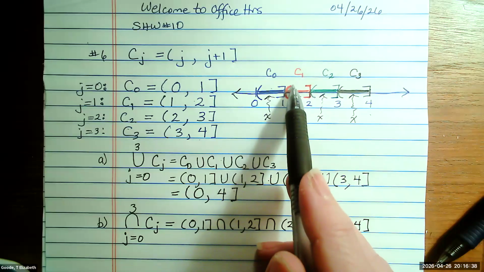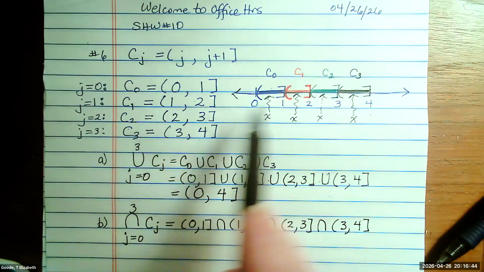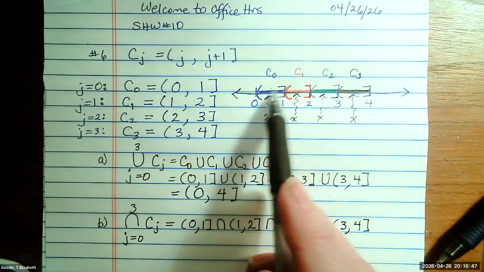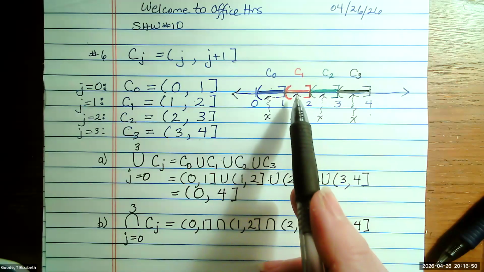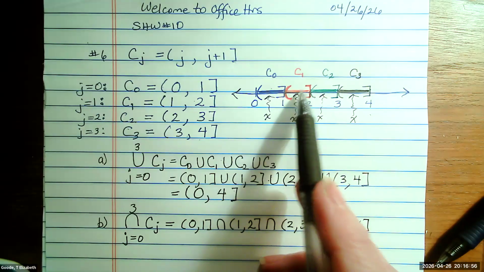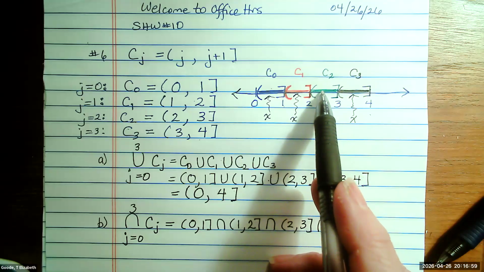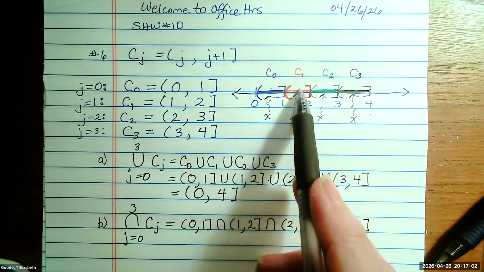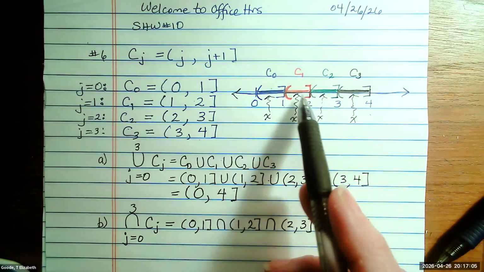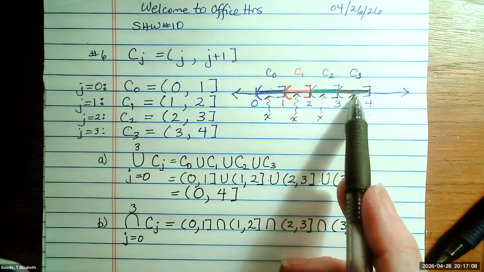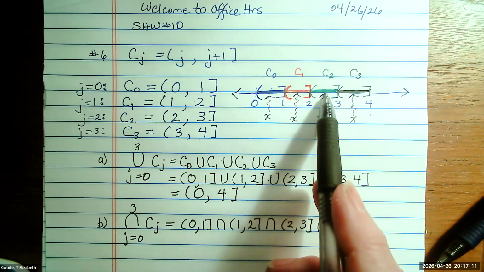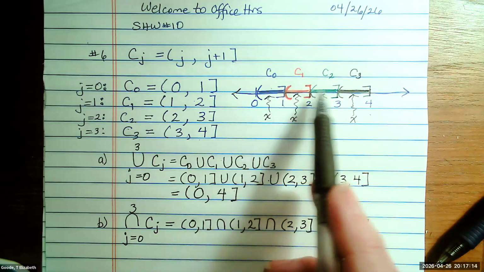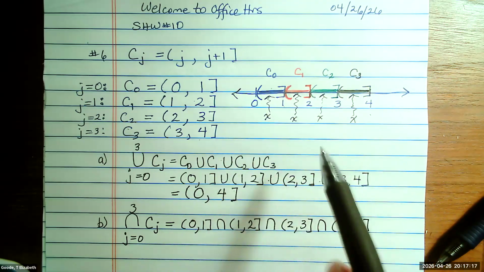1. 1 is an element of C0, but this soft bracket says 1 is not an element of C1. So are there any real numbers that are in both C0 and in C1? No. Are there any real numbers that are in C0 and in C1 and in C2? That's an even harder question. No, because there weren't even any in both C0 and C1. And there certainly aren't any x's in C0 and in C3 and in C1 and in C2, right?